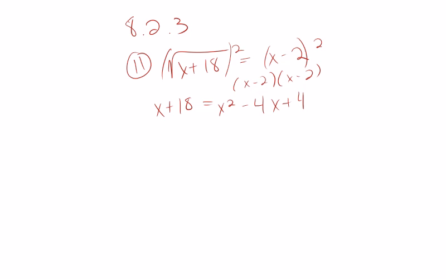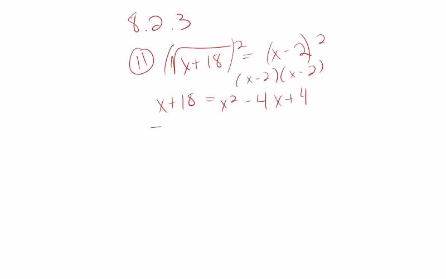Who has an idea? Let's combine all like terms on one side. Minus x, minus x, minus 18, minus 18. So 0 equals x squared minus 5x minus 14. So now we need to, what do? One of the F words. Factor.